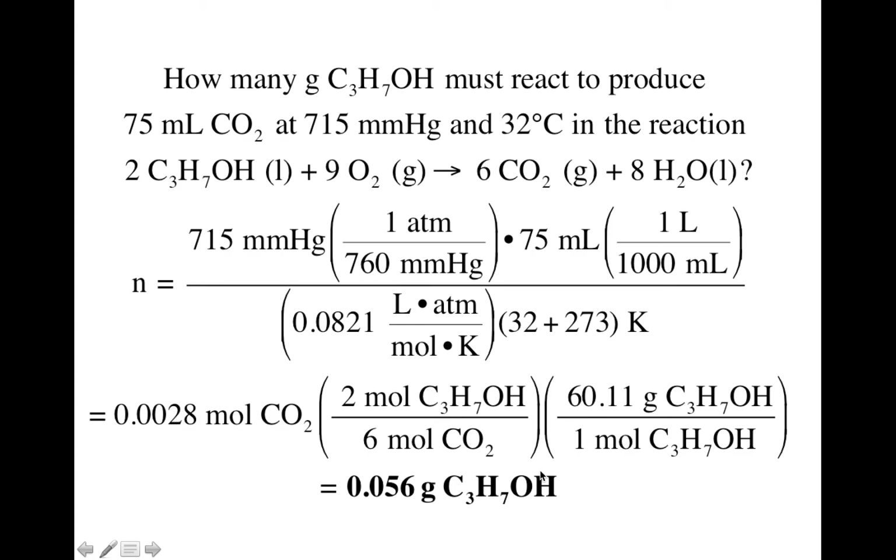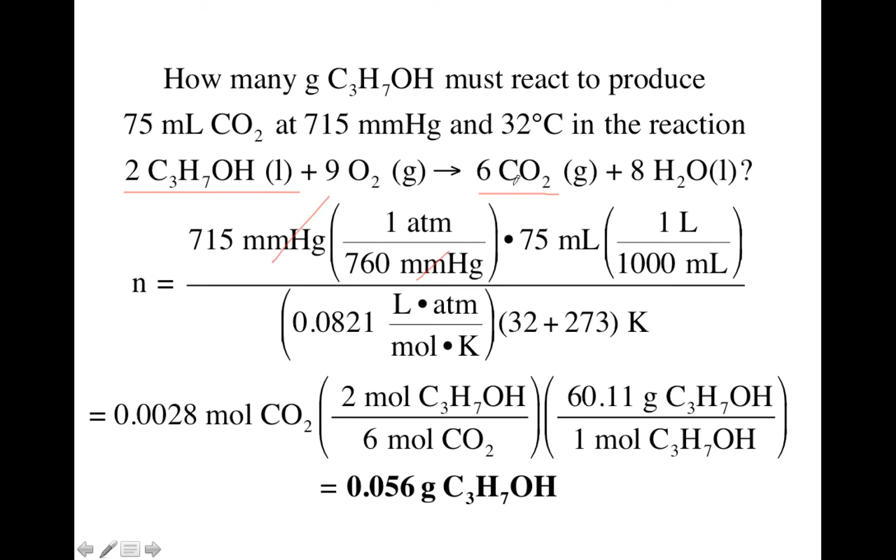We'll do one more example here. This time they're giving you the volume of the product, CO2, and they're asking you how many grams of this reactant C3H7OH has to react to produce that volume. So in this case, you're going to use PV = nRT as your first step to find moles of the known, which is CO2. So we're going to convert the millimeters they gave you to atm.